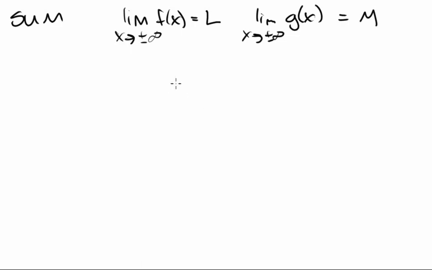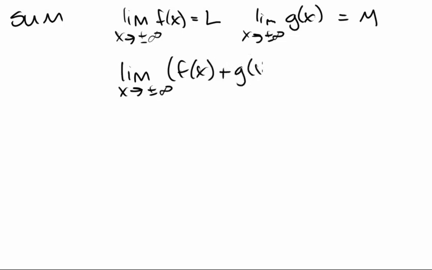So what the sum rule says is that the limit as x approaches positive or negative infinity of f of x plus g of x is going to be equal to L plus m. Basically what that means is you can split this limit up into 2 individual limits. And sometimes that makes solving it a little easier. Now this also works if one of the functions is just a constant, for example.